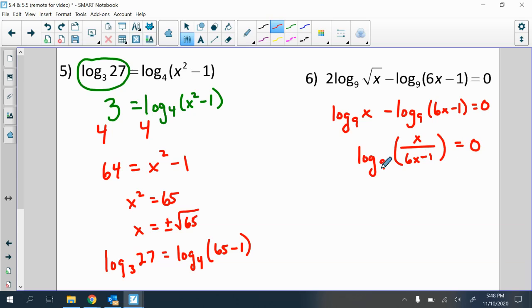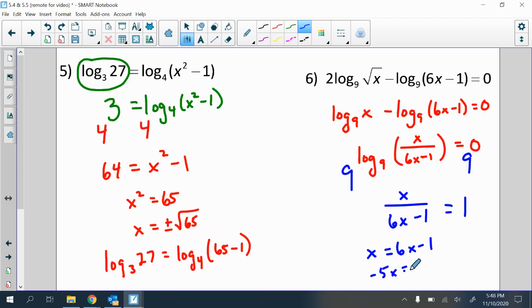And so now what I can do is I can eliminate the log by taking 9 to both sides. So 9 to the 0 is 1. And then 9 to the log base 9 of the inside is just whatever's on the inside. So now I have x over 6x minus 1 equals 1. I cross multiply and I get x equals 6x minus 1. So I get negative 5x equals negative 1 and x equals 1/5.